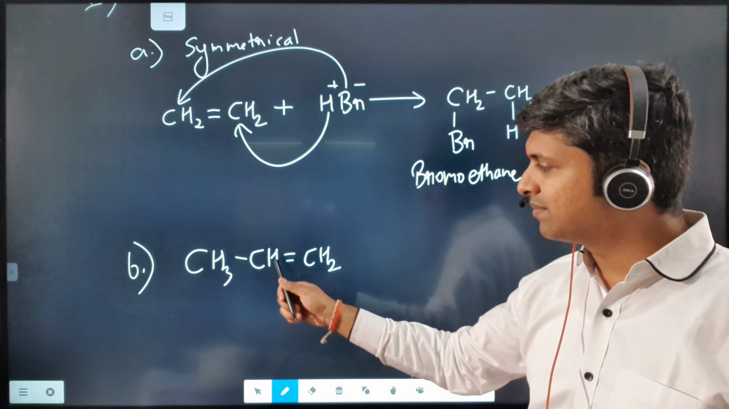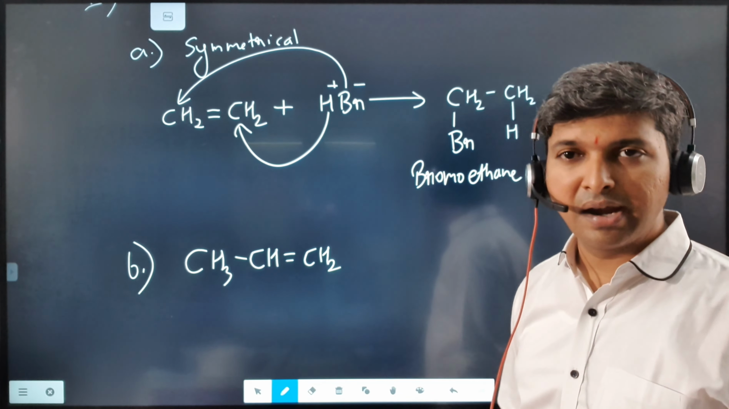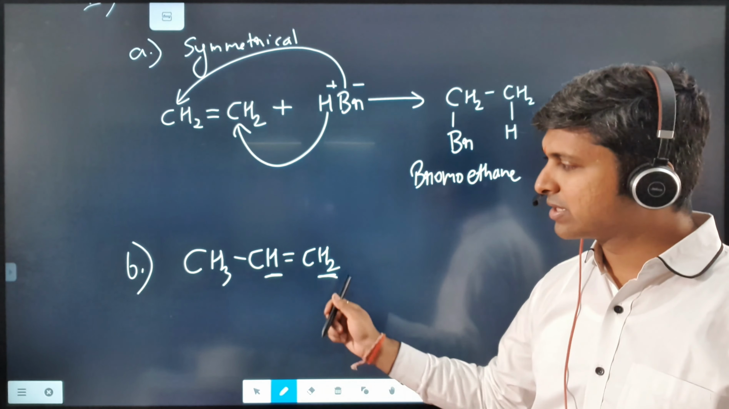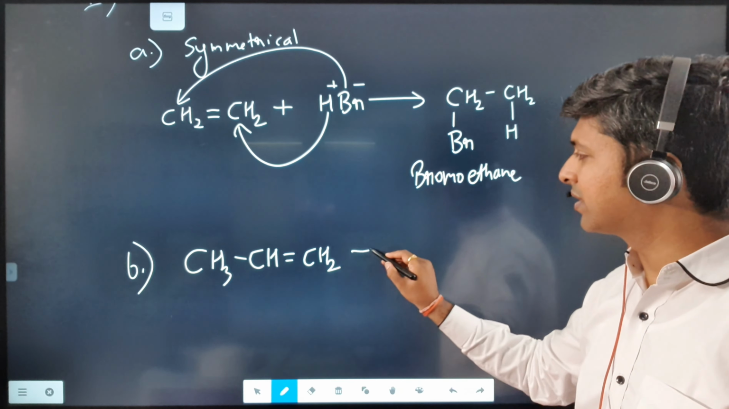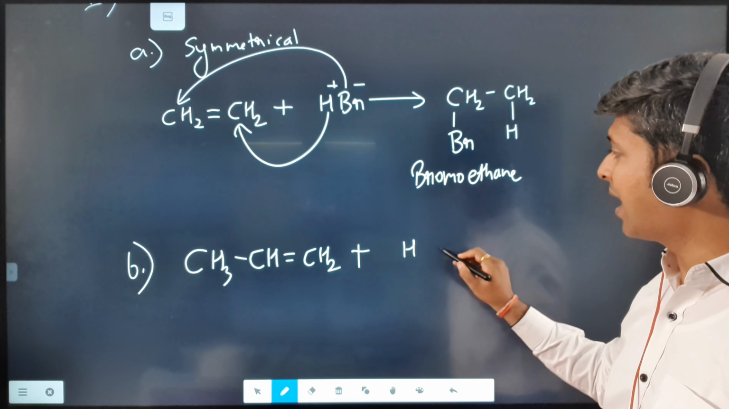It is an asymmetrical alkene because these two carbons which are sharing the double bond do not have an equal number of hydrogens. This one has two hydrogens over here. This one has one hydrogen over here. This is what makes it asymmetrical. Now, in this asymmetrical alkene, we are going to add HX.